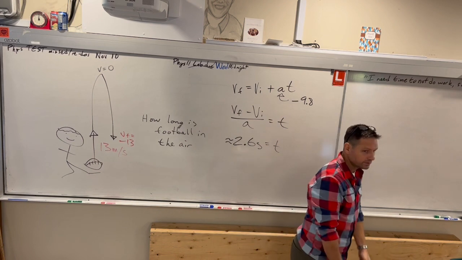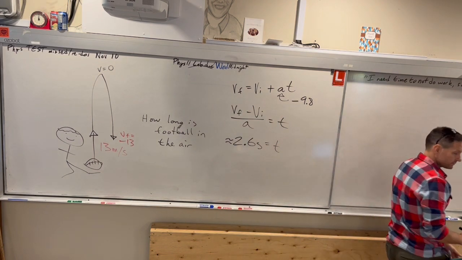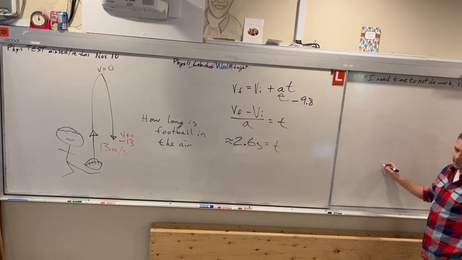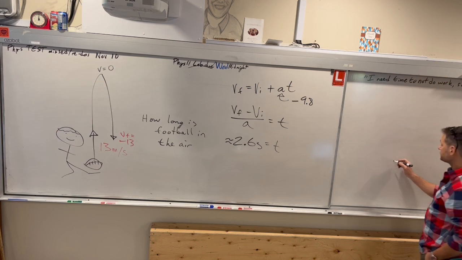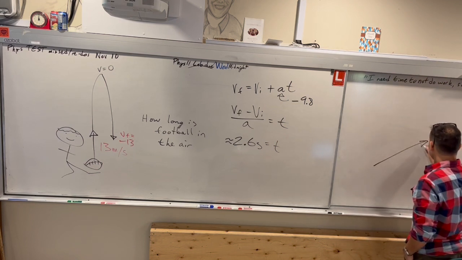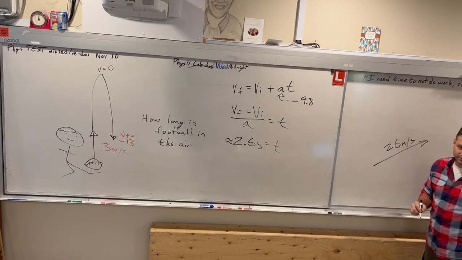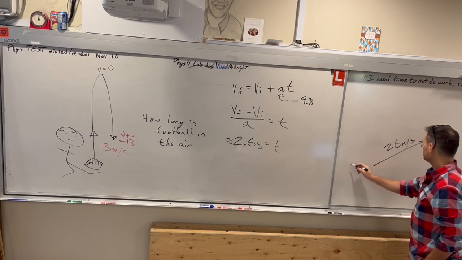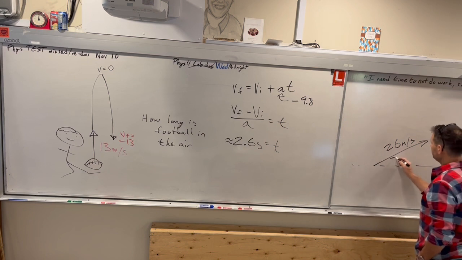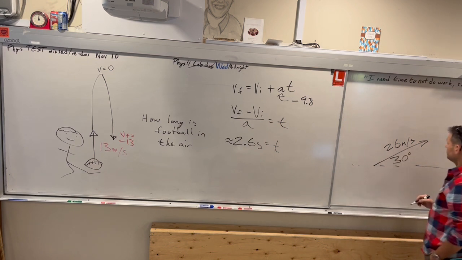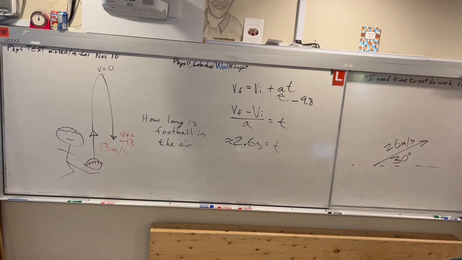Okay, now we're gonna kick the ball for some distance. We're gonna kick it at 26 meters per second at an angle with the ground of 30 degrees. And the question again is, how long is the football in the air?